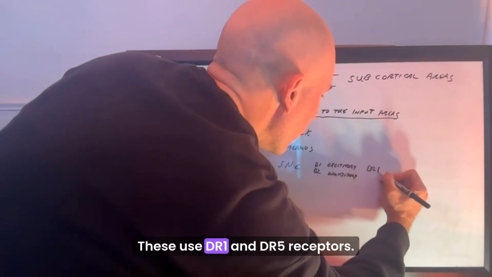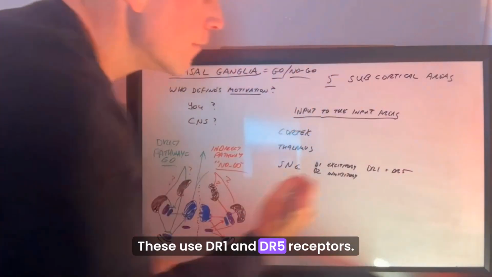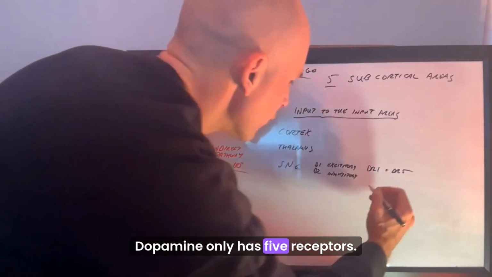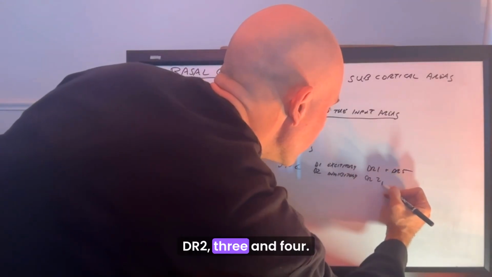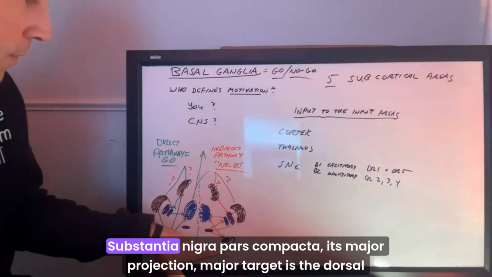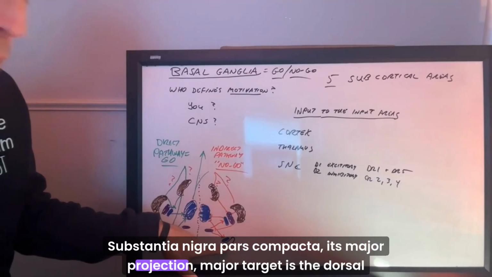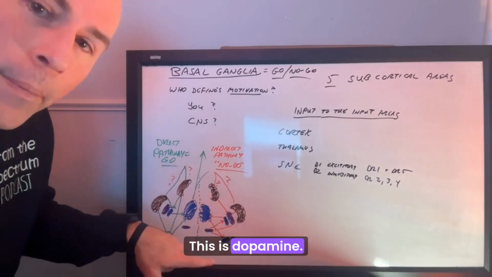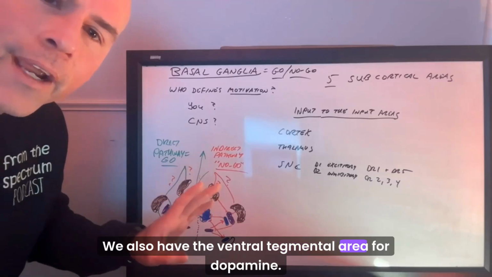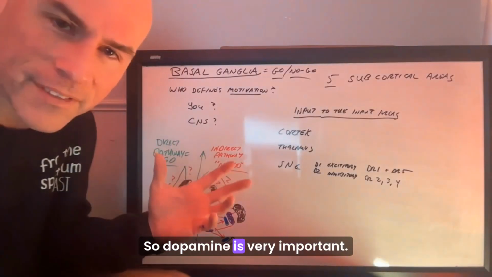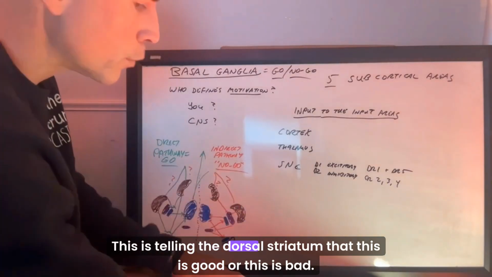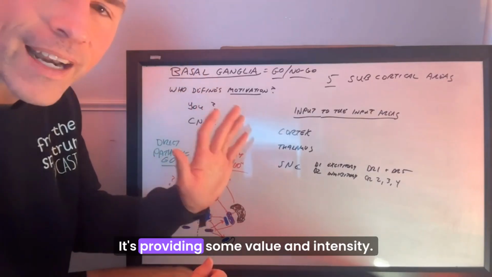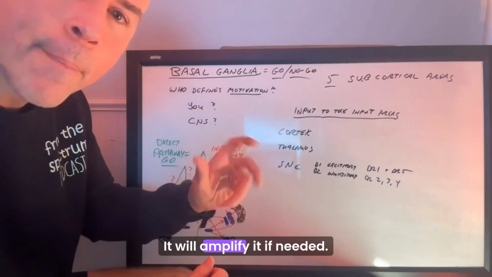These use DR1 and DR5 receptors. Dopamine receptor 1, dopamine receptor 5. Dopamine only has 5 receptors. R2, 3, and 4. Substantia nigra pars compacta, its major projection, major target, is the dorsal striatum. This is dopamine. We also have the ventral tegmental area for dopamine. So dopamine is very important. This is telling the dorsal striatum that this is good or this is bad. It's providing some value and intensity. It will amplify it if needed.